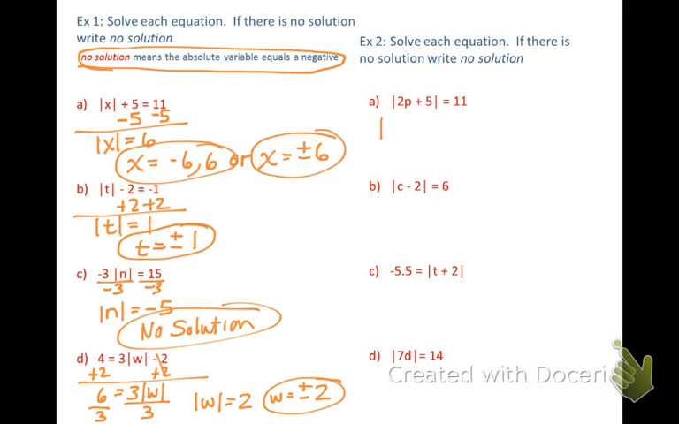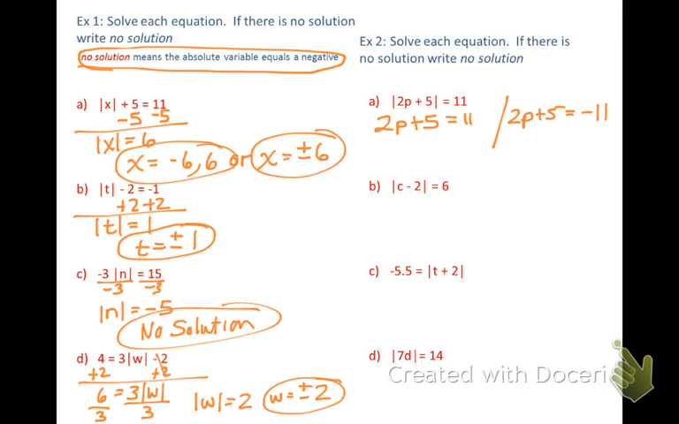So you're going to take the absolute value signs away, and it's going to go 2p plus 5 equals 11. That's one equation. And the second equation is going to be 2p plus 5 equals negative 11. Because remember, an absolute value equation can have a positive and a negative answer. The problem is if you have a 0, then you won't have a positive and negative answer. Or no solution. But since 11 is a positive number, we don't have to worry about it.